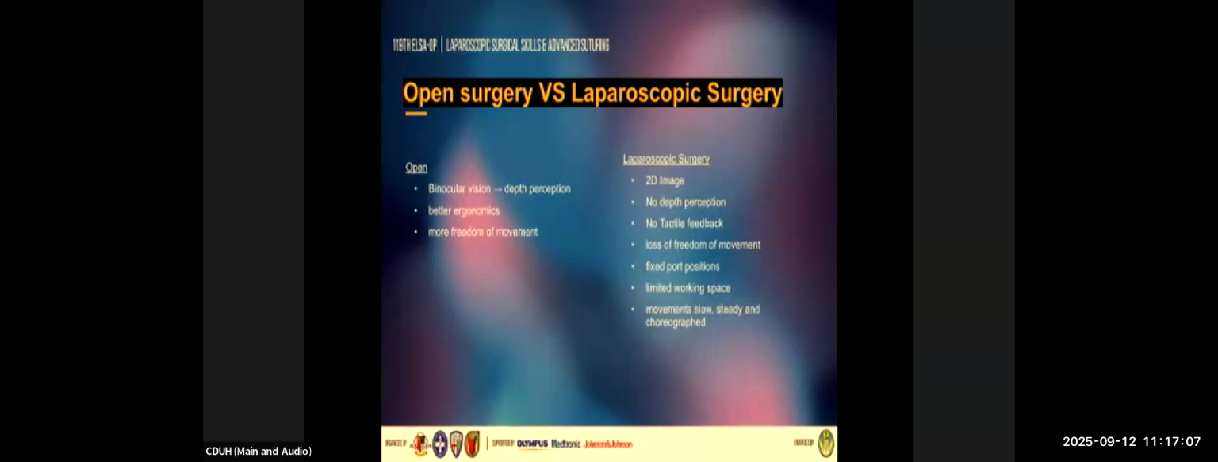In laparoscopic surgery, you are doing surgery on a three-dimensional field, but looking at a two-dimensional screen. You have less depth perception. You have no tactile feedback. There is loss of your freedom of movement. You're limited to your fixed port positions. You also have a limited working space.